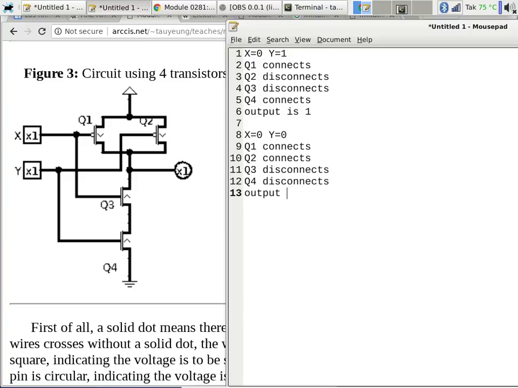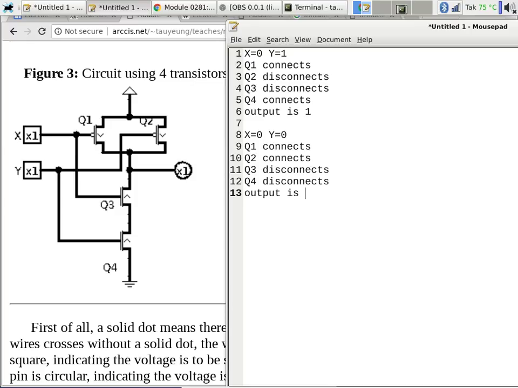So now the question is, what is the output? In this particular scenario, you do the analysis the same way. It's a little bit different from before, but the outcome is the same. So you start with the output pin, you make a right turn, then you make another right turn. Guess what? This time it connects to the supply voltage. But you can also make a left turn after the first right turn. It also connects.